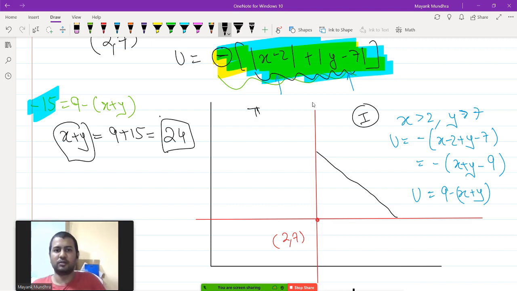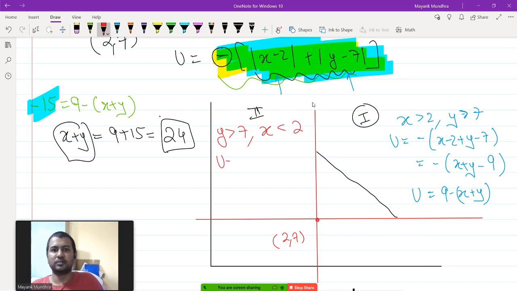Okay, let's talk about region 2. In region 2, you have y still greater than 7, but x is less than 2. You are to the left of this point, so x has become less than 2.